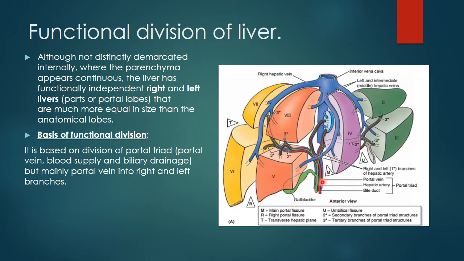So this functional division is based on division of this portal triad, but mainly the portal vein into right and left branches. The division of the portal vein into right and left branches, and then further division of the portal vein, basically divides the liver into its functional lobes.